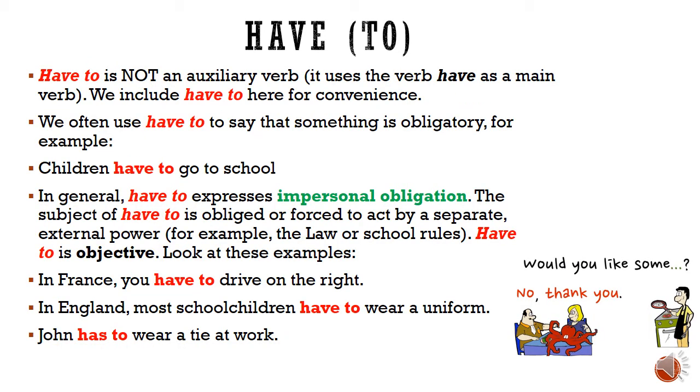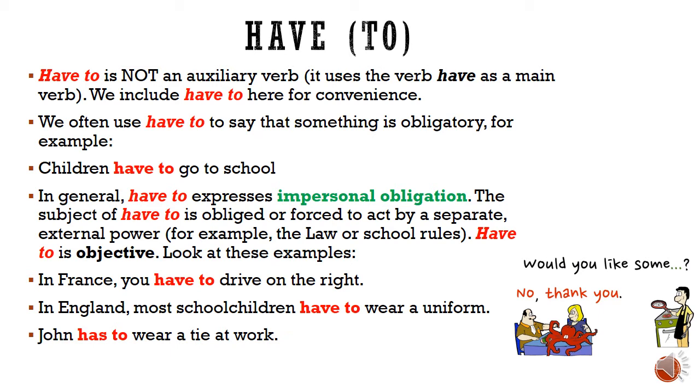Now, let's move to have to. Actually, have is not an auxiliary. It is a full verb, okay? And it is used here in the sentences for convenience. And I want you to keep in mind that whenever you are using have to, you should write after have to an infinitive verb, the base form of the verb. Okay, now here we are using have to say that something is obligatory or very important. Now, children have to go to school, for example. This is a must, or this is something very important.